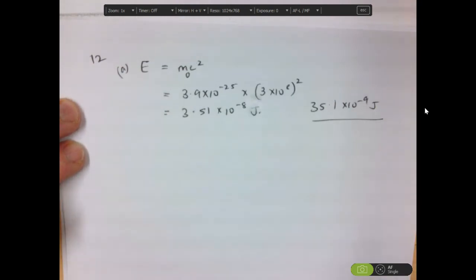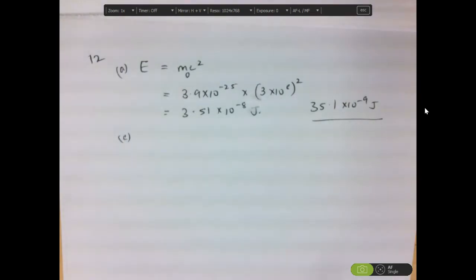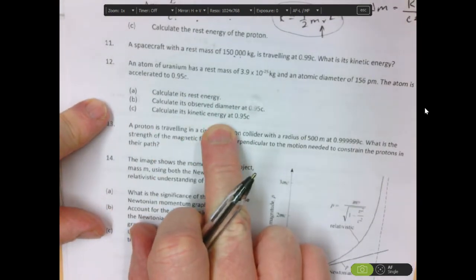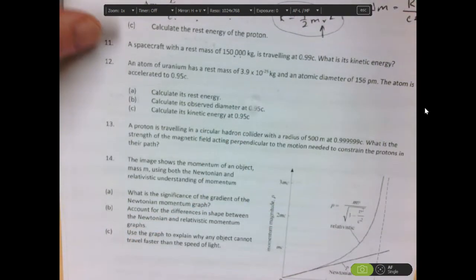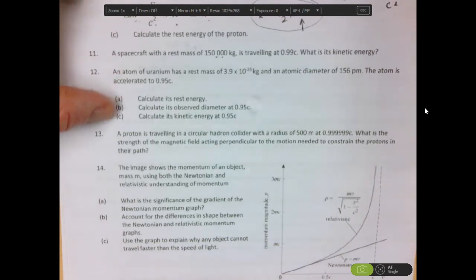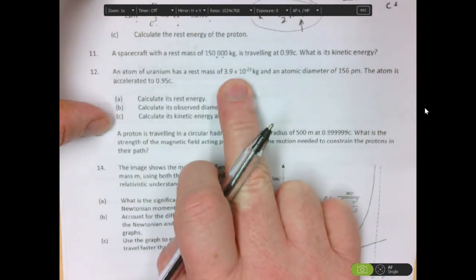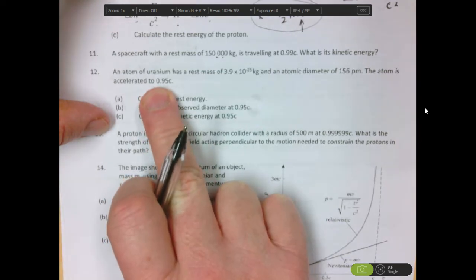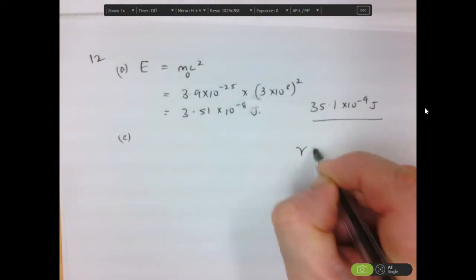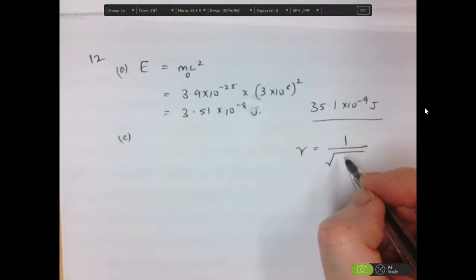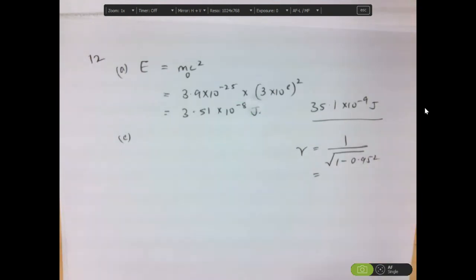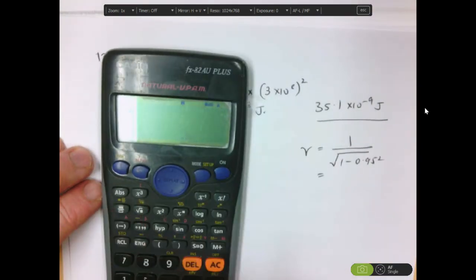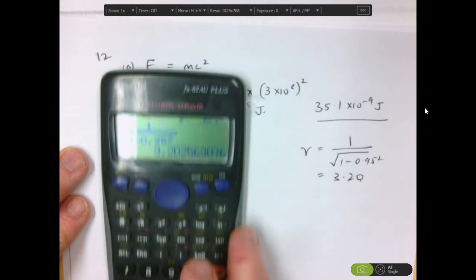I'm going to pop down straight to C. C says calculate its kinetic energy. The reason why I'm doing that is you'll see there is a similarity in the working between these two. So we've now taken this uranium atom and we're accelerating it to this value here. So we need to find its gamma factor. So the gamma would equal 1 over the square root of 1 minus 0.95 squared, as it's 95% of the speed of light. And that's 3.20. I've met this number quite a few times. I should have looked back.